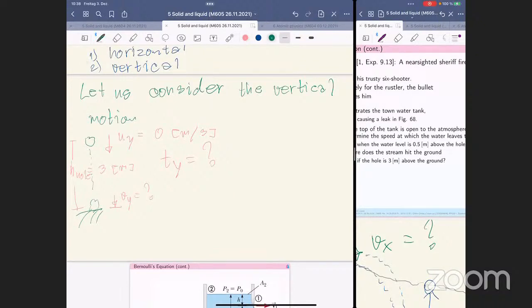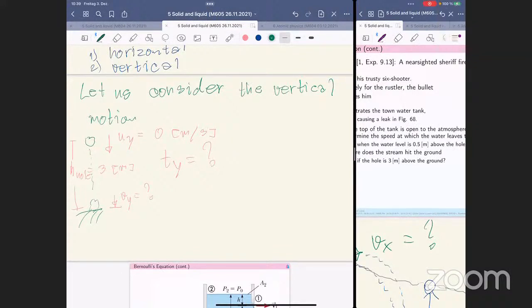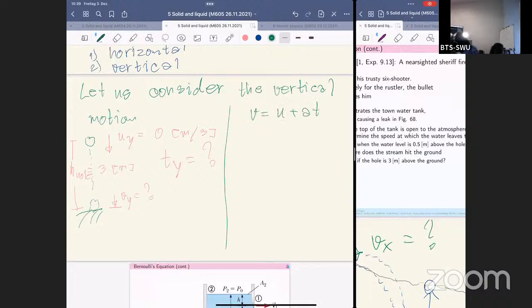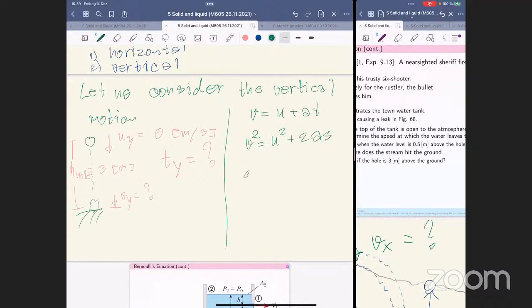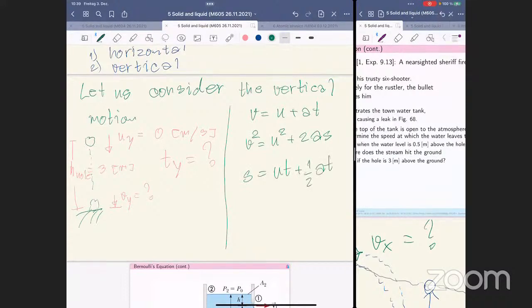So, of course, there are a few formulas that you need to remind yourself for the Newtonian motion, the motion related to acceleration. So for motion with acceleration, we have v equals u plus at. We have v squared equals u squared plus 2as. And you have s equals ut plus 1/2 at squared.